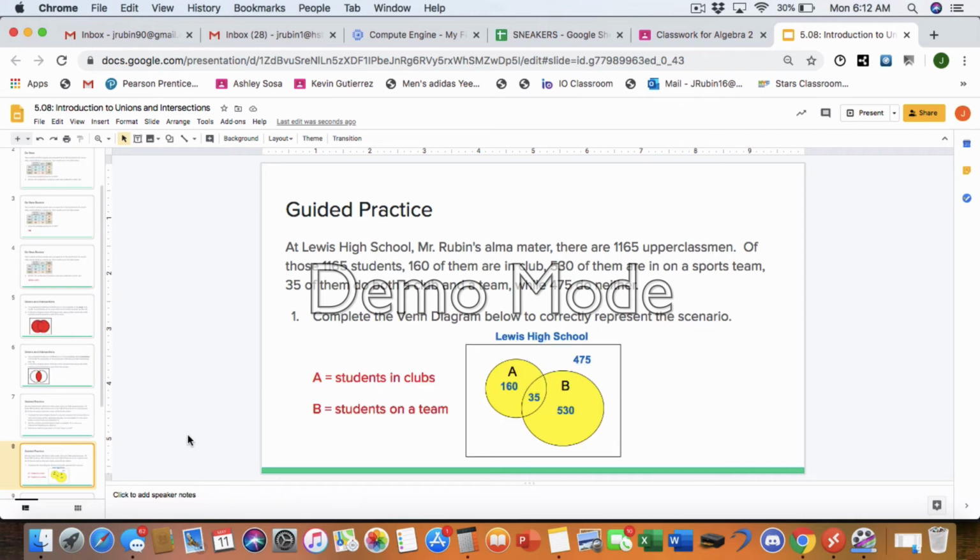Alright, so we've got practice. Your Venn diagram should look something like this. A is the students in clubs, B is the sports team, so notice 160 in A, 530 in B, 35 are in the middle because they do both, and then the 475 do neither.